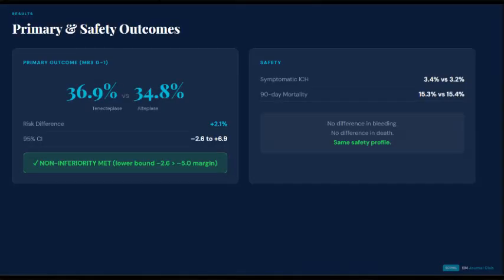Now let's look at safety, because this is where you'd expect to see a trade-off if there was one. Symptomatic intracranial hemorrhage occurred in 3.4% of Tenecteplase patients versus 3.2% of Alteplase patients, essentially identical. 90-day mortality, 15.3% versus 15.4%. Again, no difference.